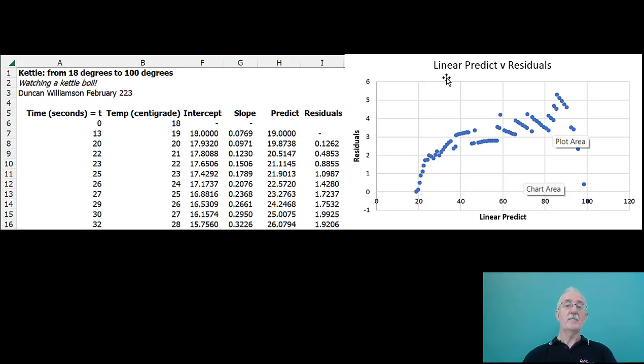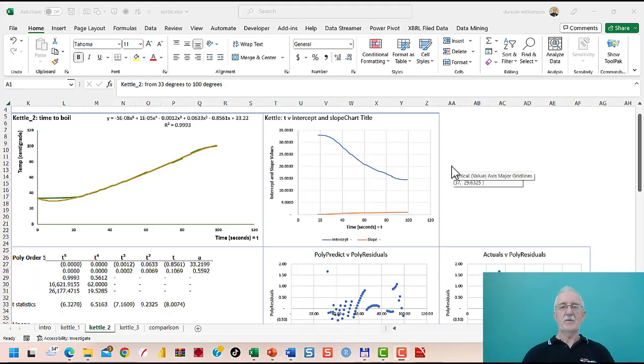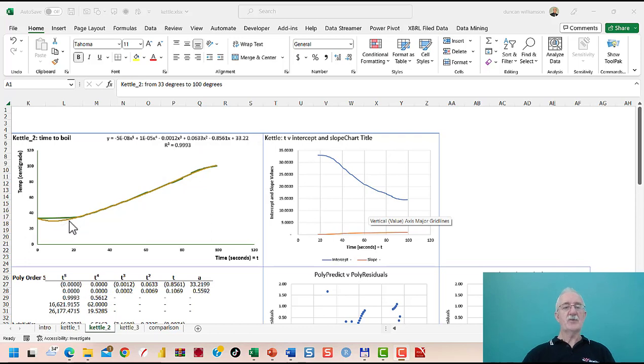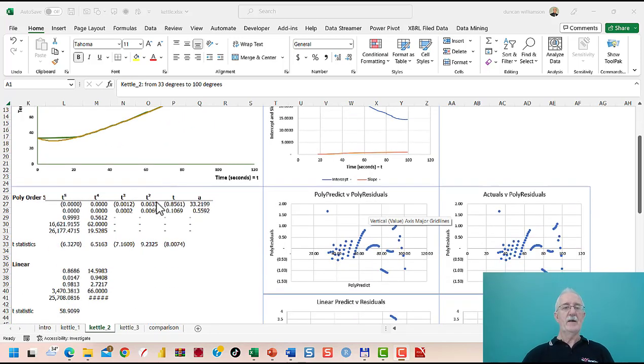Experiment number 1. I've come to Excel now to explore Kettle 2, what I've called Kettle 2, Kettle 3, experiments 2 and 3. And I won't show the whole data, but here's the polynomial order 5 for Kettle 2, experiment 2. Can you see the shape of the graph? Does it remind you of anything? Found this by means of the trend line: right-click, trend line, polynomial order 5.